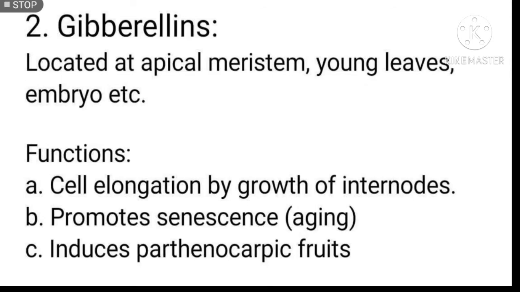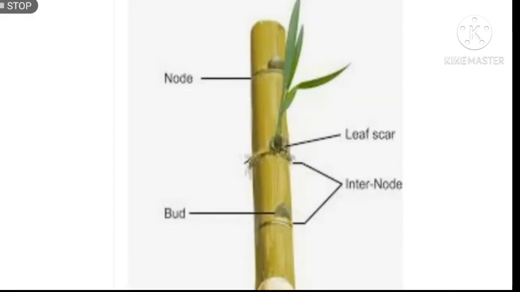Then next hormone is gibberellin. It also helps in cell elongation by the growth of internodes, and it also induces parthenocarpic fruits. It promotes senescence, that is aging of the plant. Here in this picture you can see sugarcane shoot. There are nodes and internodes. In between two nodes there is internode.